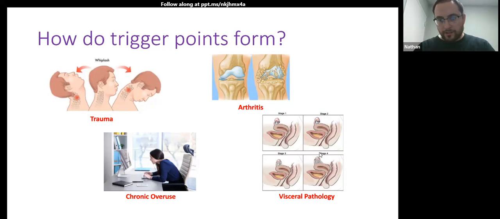And then here, another one. This is a picture of visceral pathology. This is probably not as applicable when it comes to the head and neck, but it is possible for trigger points to develop secondary to something going on in the stomach. As we talked about, the circuitry is intimately connected between the muscles, the brain, and the organs.